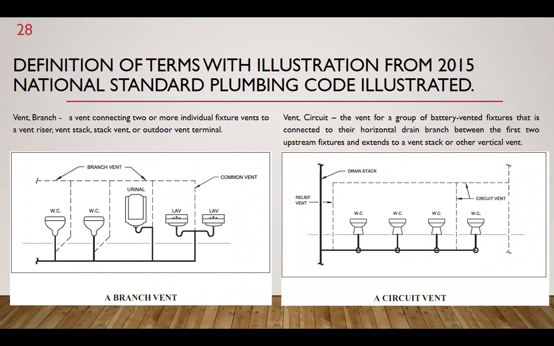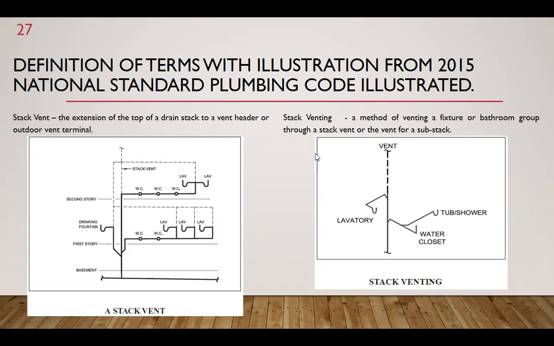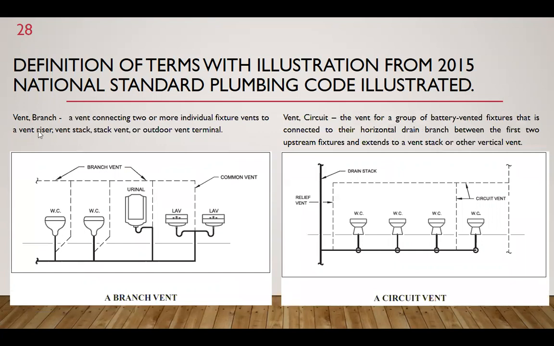Binaliktad lang kasi sa, sa definition kasi alphabetical. So, that is, tawag dito, una is branch bend or bend branch. A bend connecting two or more individual fixture bends to a bend tricep, bend stock bend, or outdoor bend terminal. So, yeah. Tawag dito is branch vent. Ito naman common vent kasi dalawa.